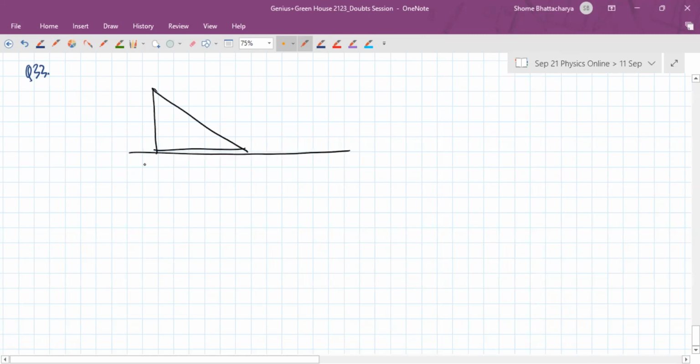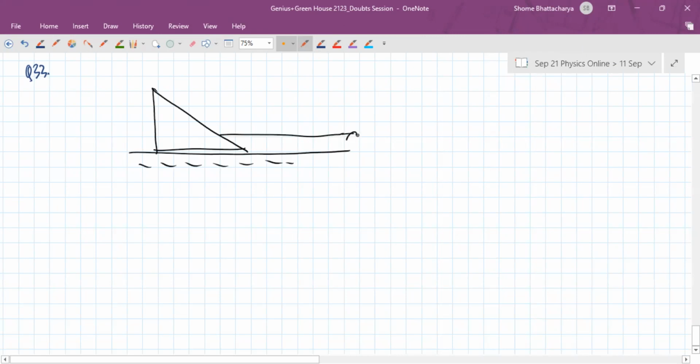So in question 33, see what is happening is that if the triangular wedge is accelerating towards the right, then on that small block placed on it, the pseudo force will be towards the left. Okay, so that's what we have to understand over here, that this is on a frictionless surface.